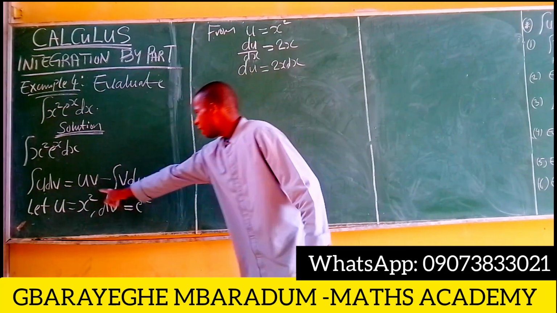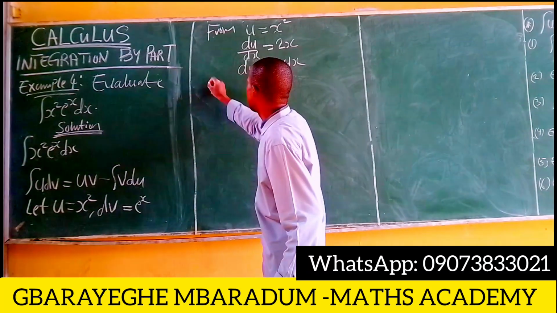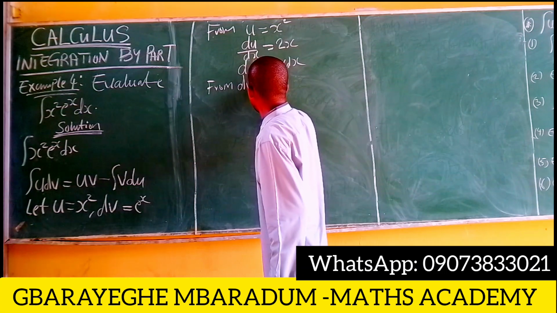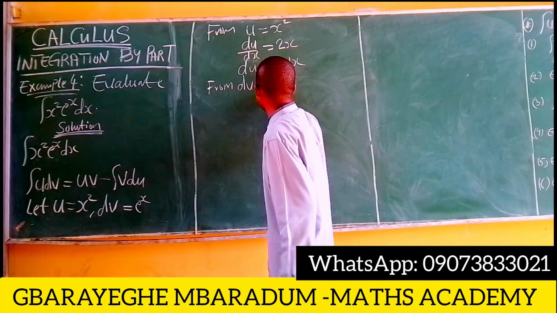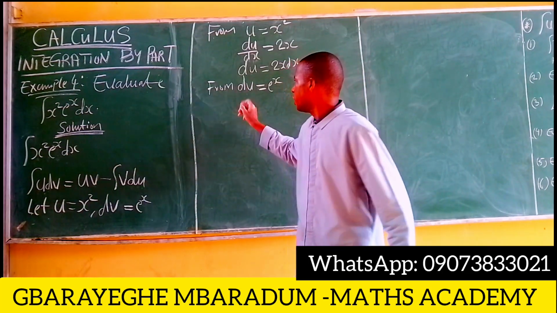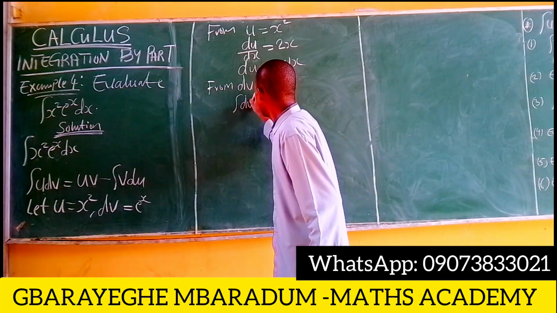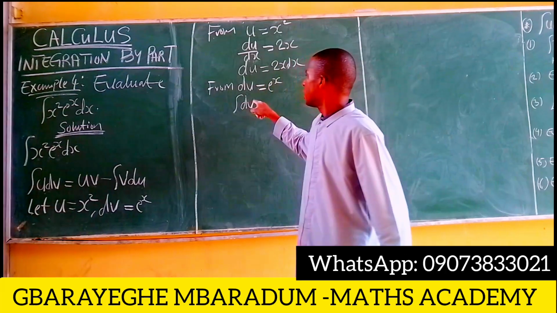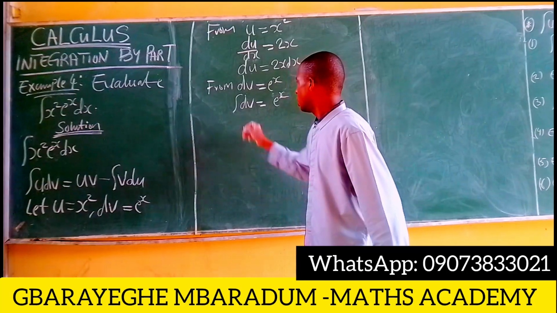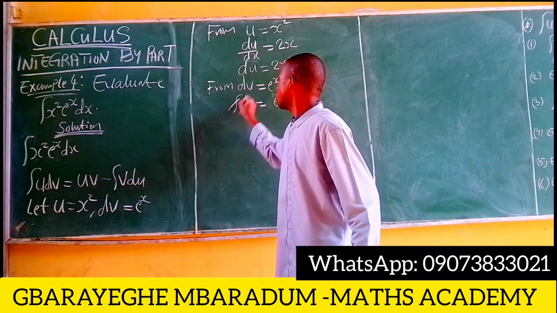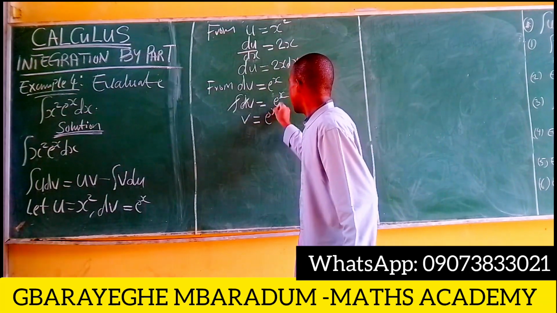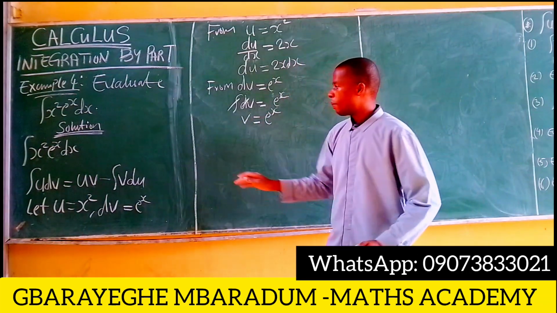Now let's find our v. For us to get our v, we have dv equals exponential x, right? To get our v, we integrate dv. So the integral of dv equals the integral of exponential x, and if you integrate exponential x, you still have exponential x. The integral sign cancels the dv, so we are left with v. Our v becomes exponential x.